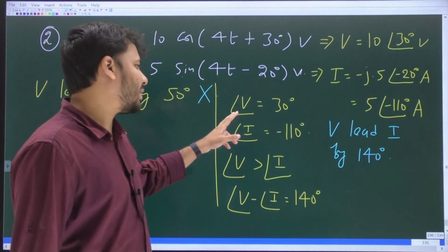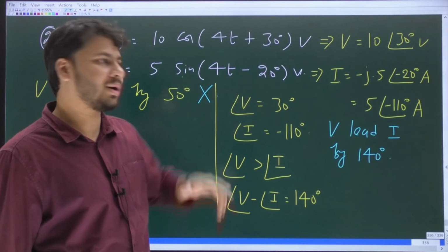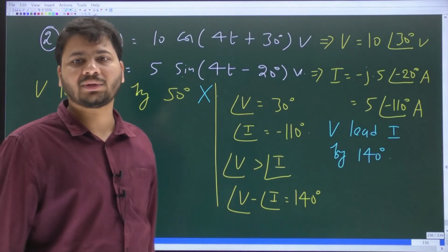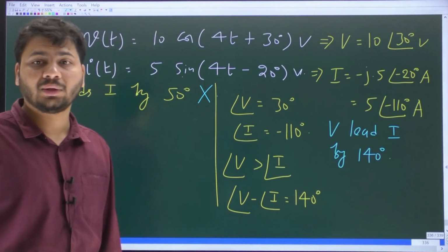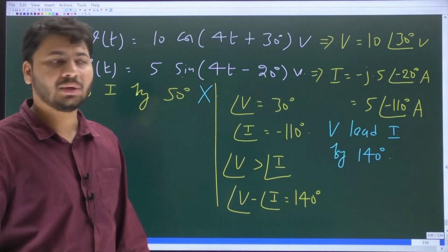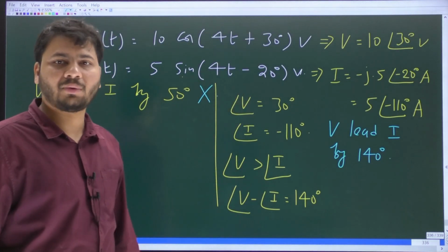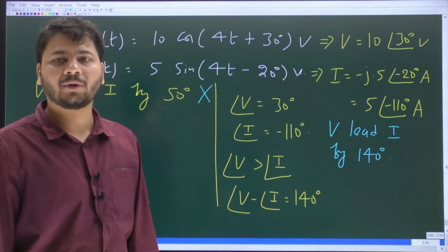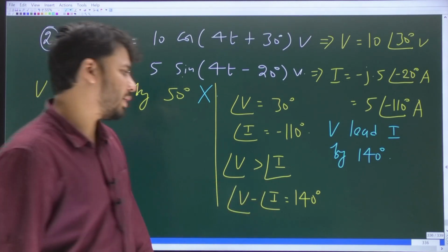Voltage phasor angle is 30 degrees. So voltage phasor lies in the first quadrant. Current phasor is minus 110 degrees, and minus 110 degrees lies in the third quadrant. So voltage lies in the first quadrant, current lies in the third quadrant, and the angle between those two is 140 degrees. So voltage leads current by 140 degrees.